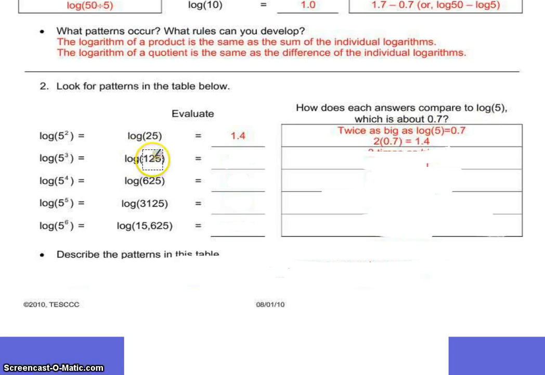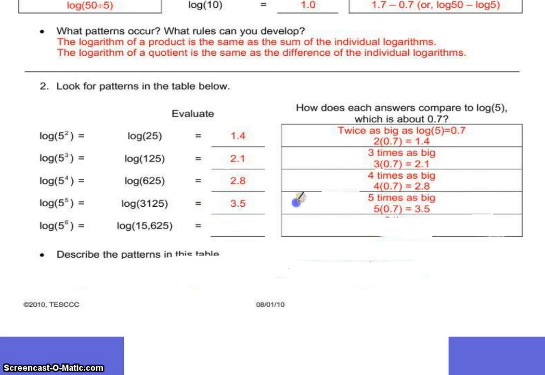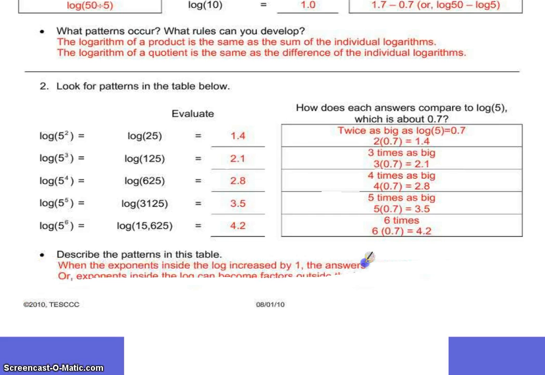What happens when I try to do log of 125? What do I find? I get a 2.1, which would be, that's correct, 3 times as big. What do you propose we would get if I did 625, and I got 2.8? That's correct. It would be 4 times as big, then it would be 5 times as big, and then it would be 6 times as big. So what patterns are described here? When the exponents inside the log increase by 1, the answer increases by 0.7. Or exponents inside the log can become factors, something you multiply by outside the log. That's an important rule as well.